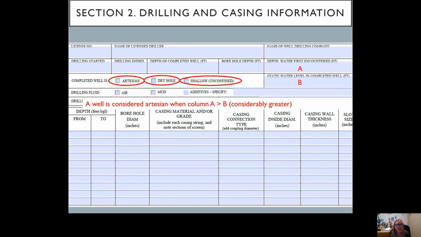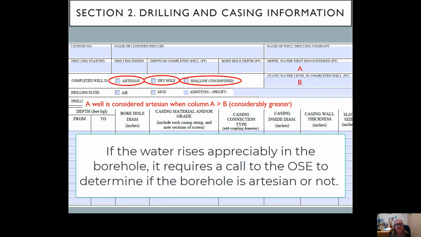And so again, back to page 1, we want both the depth of water first encountered to see if it's under pressure, the static water level, if it rises appreciably in the hole. That driller should have called the office and completed this well as an artesian well. And so this is where you mark artesian, dry hole, and shallow. A well is considered artesian when the depth in column A is considerably greater in depth than the static water level, which is shown here in B.